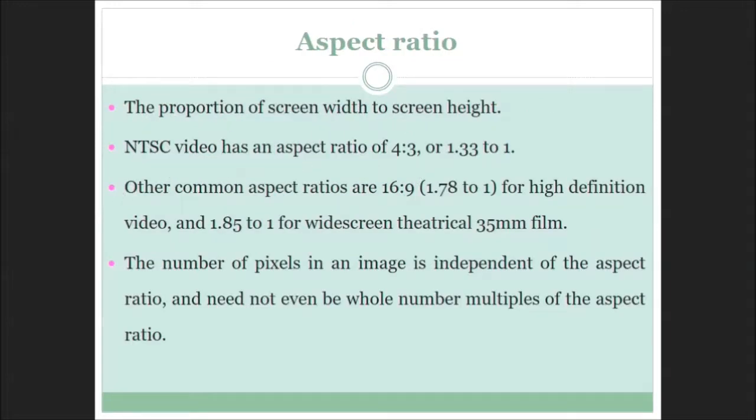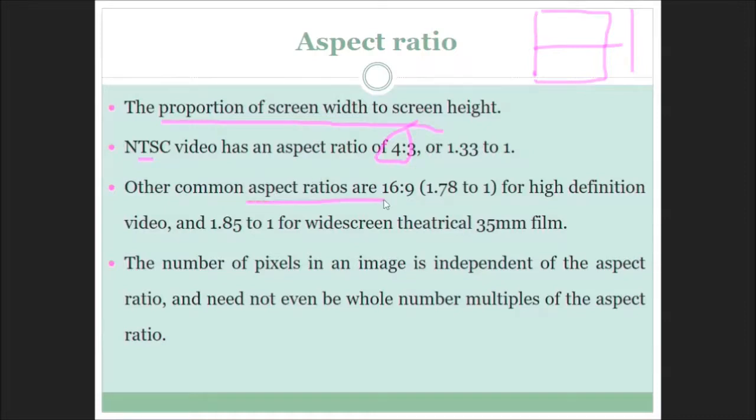And coming to aspect ratio, this is very important. You might have seen it not only in 3D graphics, but in your mobile, in your display devices, and in images also. Even if you go to PPT, there will be an option of setting the aspect ratio. It is the proportion of screen width to height. If this is the screen, then the ratio of width to height is the aspect ratio. For example, NTSC video has an aspect ratio of 4:3. That is 1.33. It's dimensionless.